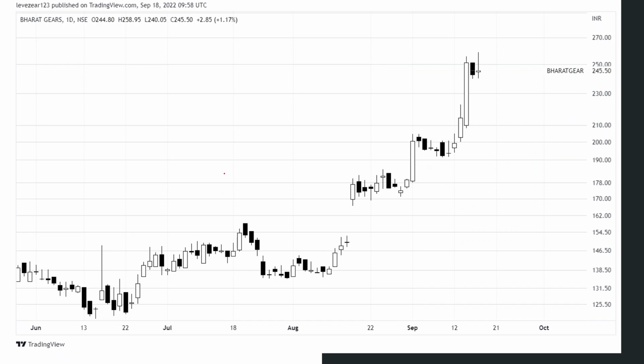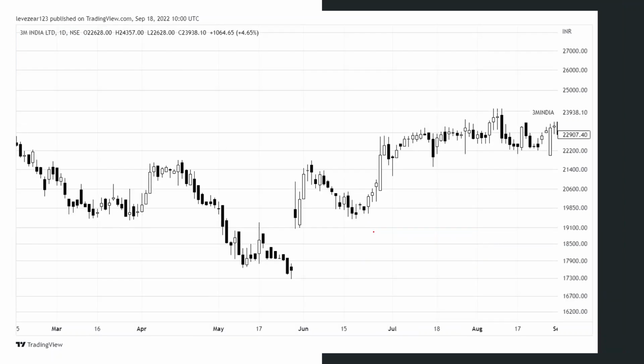Here is a very clean example of a stock named Bharat Gears. A gap was formed a few months ago in this stock. As you can see, on this day, around 18 August, the price closed around 154 rupees, and the next day it opened around 168 or 170 rupees. You can see there's this empty area left on the chart where there is no trading activity in between. This is what we call a gap.